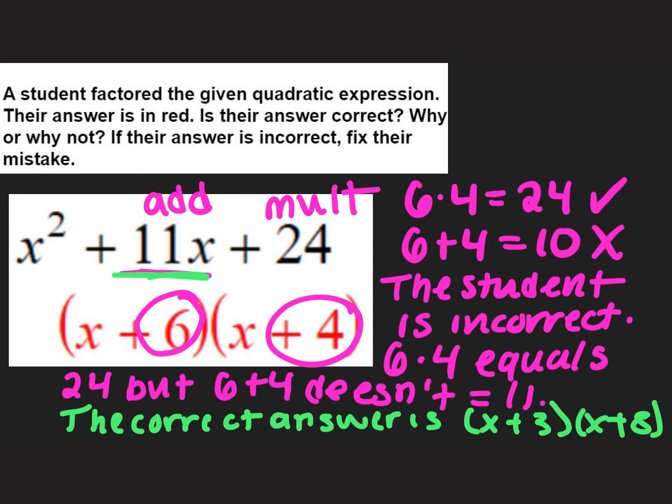You need to make sure in these types of problems that you use specific evidence, such as saying 6 times 4 equals 24 and 6 plus 4 doesn't equal 11. If you don't include concrete evidence like this, you will not get full credit for the explanation. Just saying it's correct because it's correct doesn't satisfy the explanation that's needed.